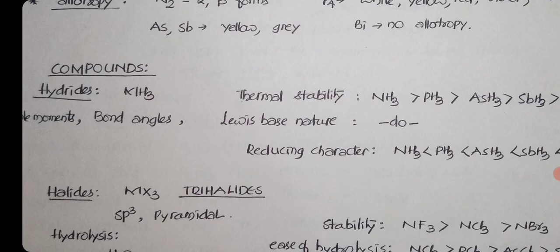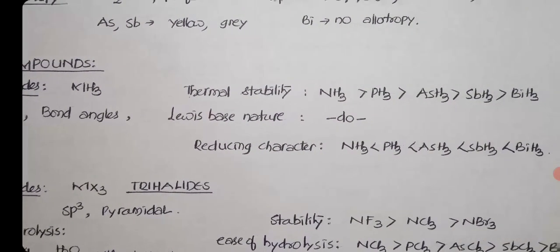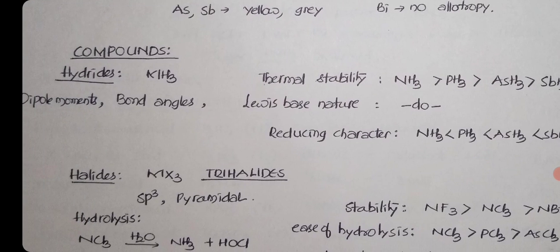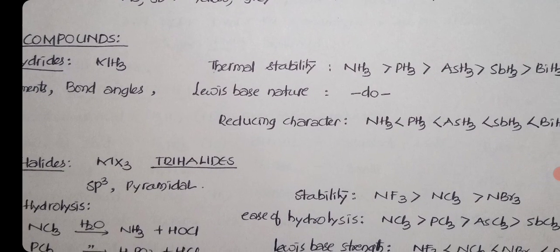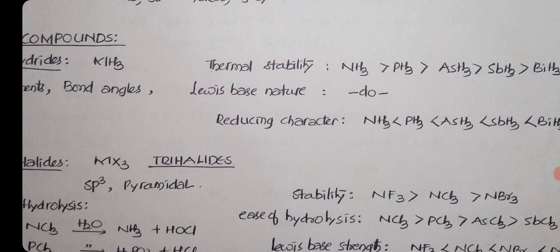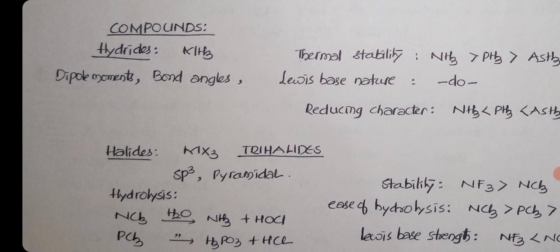When we see the compounds, the first one is hydrides. Hydrides are very, very interesting, very important. Thermal stability of hydrides down the group decreases, so ammonia is more stable. Lewis base character, bond angles, dipole moments are also in the same order: ammonia greater than phosphine, then arsine, then stibine, then bismuthine. Lewis base character, thermal stability, bond angles and dipole moments.